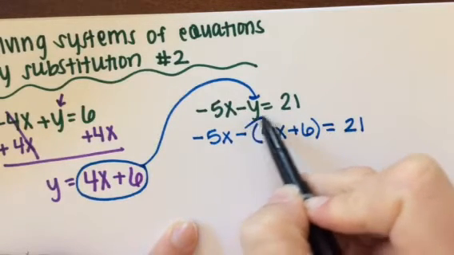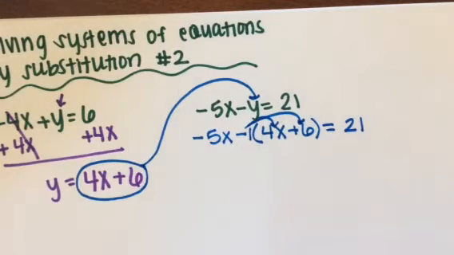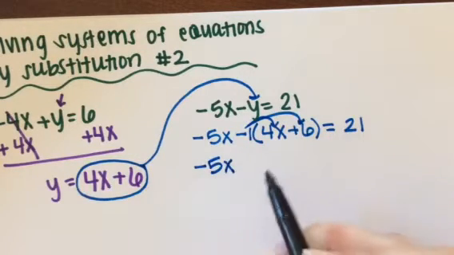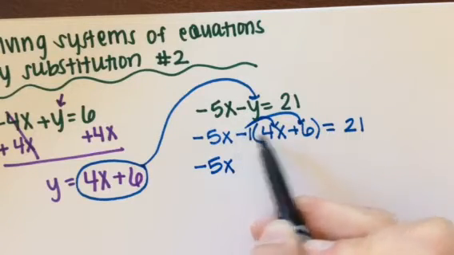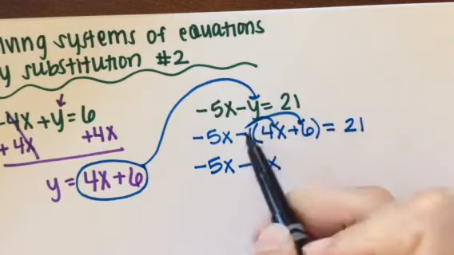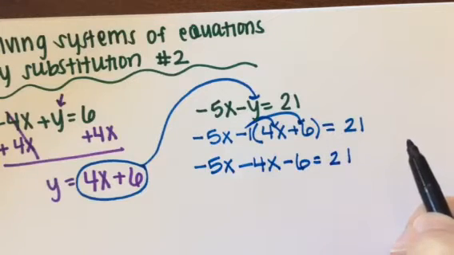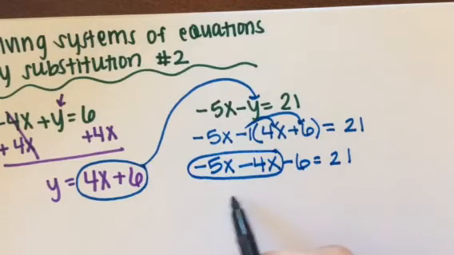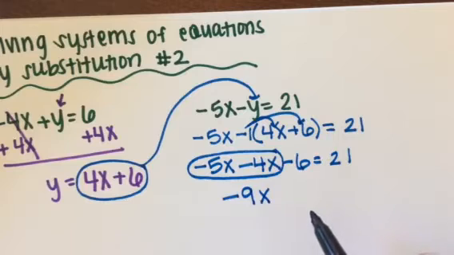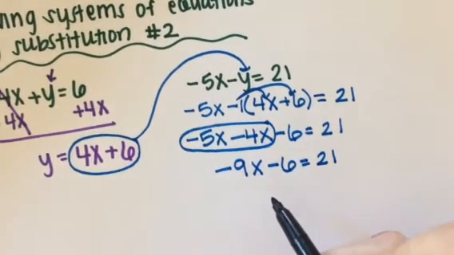Now, we need to distribute this negative. If you're having a hard time figuring out what a negative does, just put a 1. Remember, there is that -1. It's that sneaky 1. We just don't really write it. Now, you have -5x. Distribute this -1, and you're going to see that it's going to change both terms. -1 times 4x is -4x. -1 times 6 is -6 equals 21. Let's combine like terms on the left. You have -5x minus 4x, which is going to give you -9x. Minus 6 equals 21.